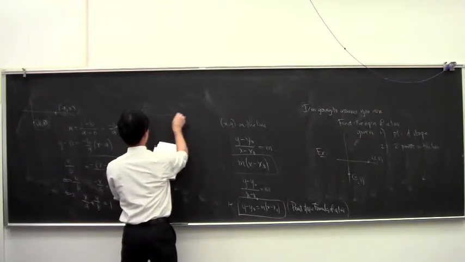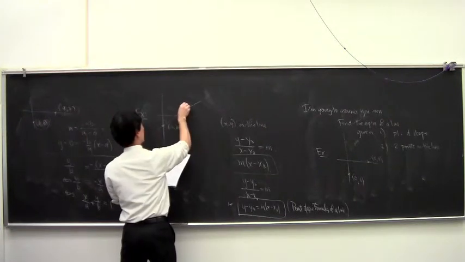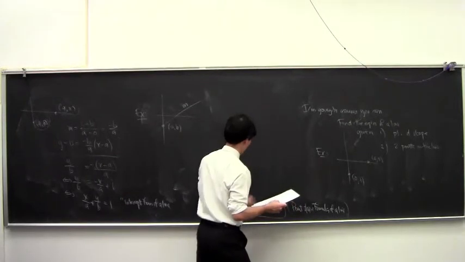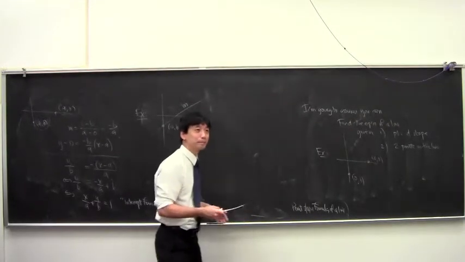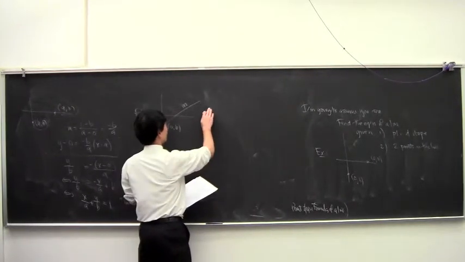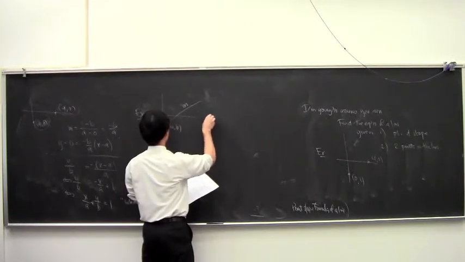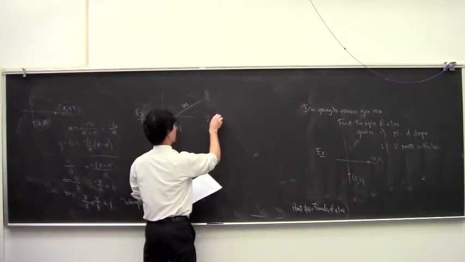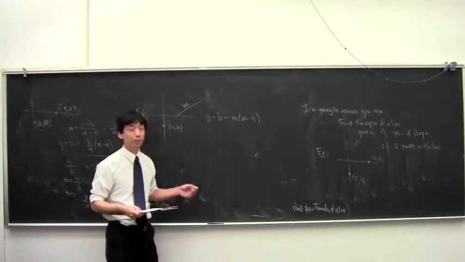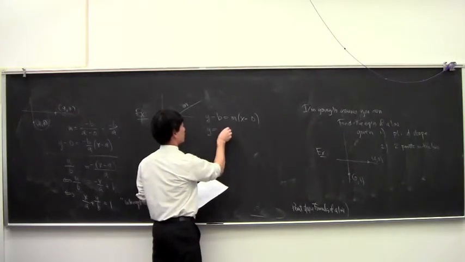Along the same lines, if I have (0, b) and slope m, then what's the equation of this line? Go ahead. Y equals mx plus b, right? Let's work it out in a slow way. I'm going to say y minus b equals m times x minus 0, using the point-slope form. And then you see that that's y equals mx plus b.